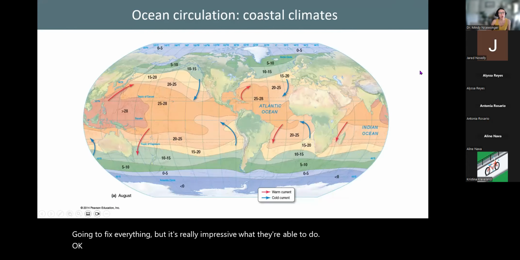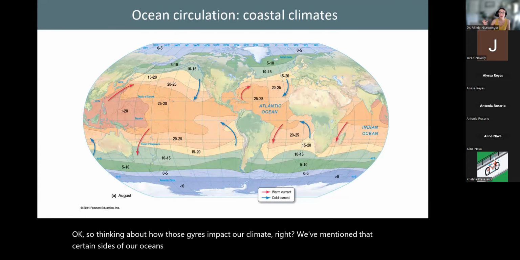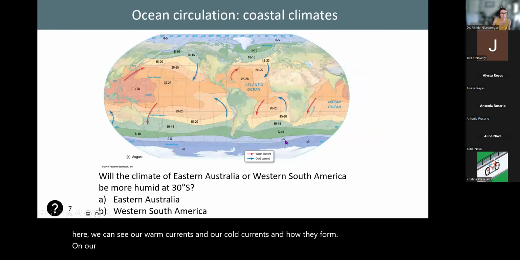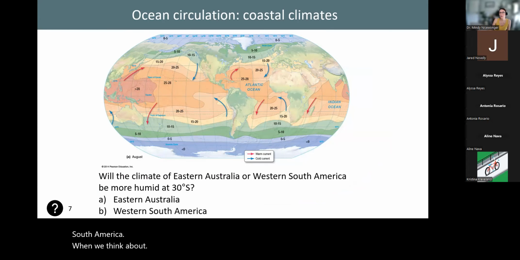Okay, so thinking about how those gyres impact our climate, right? We mentioned that certain sides of our oceans will be warmer because of those circulations. And when we look here, we can see our warm currents and our cold currents and how they form on our ocean basin. So let's look at different continents here. So let's look at Australia and South America. When we think about the circulations, we're going to see is the climate of Eastern Australia or Western South America more humid at 30 degrees.